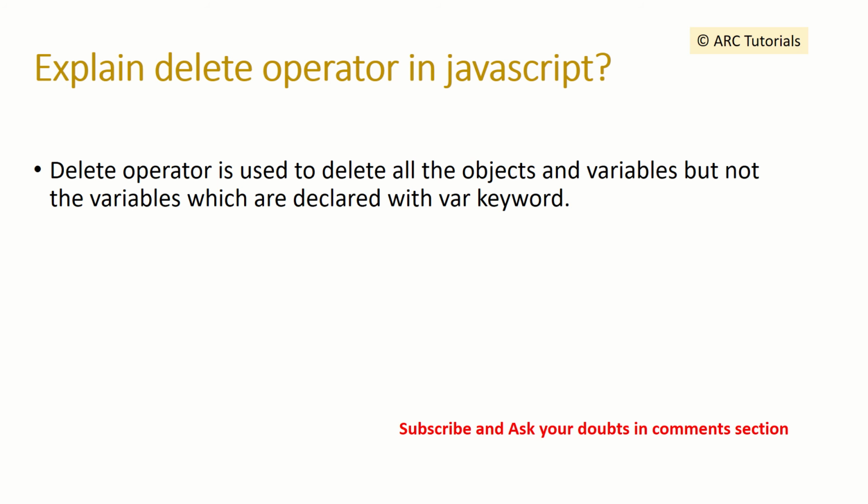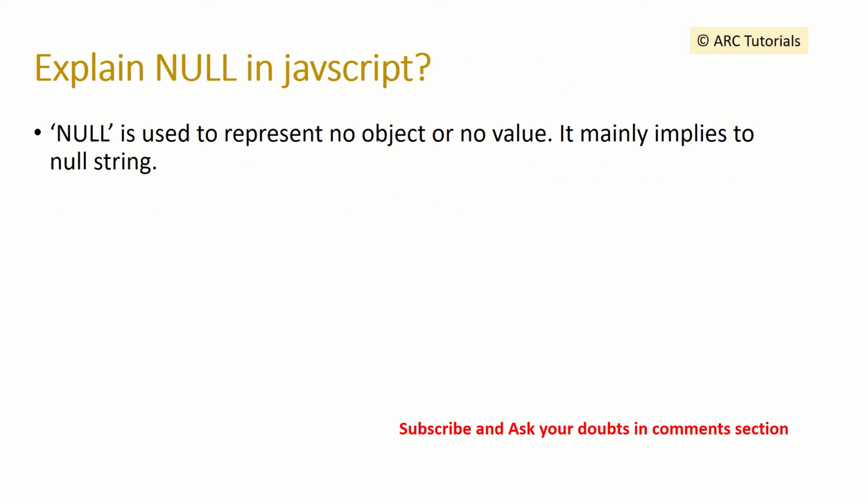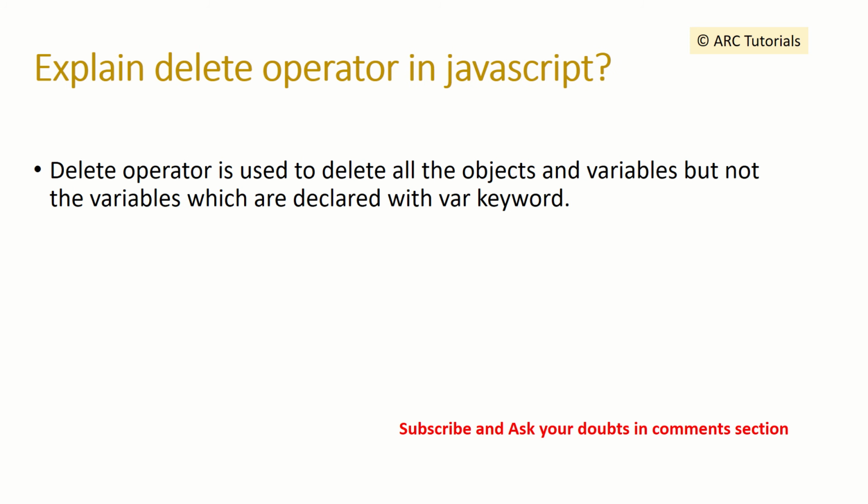Explain the delete operator in JavaScript. The delete operator is used to delete objects and variables, but not variables which are declared with the var keyword. That's important. If you want to delete any key properties from an object, we can use the delete operator. But having said that, I forgot to add, never ever use delete directly. It is not encouraged in code as it may have a lot of complications since it's dynamic in nature. So never directly have it in your code.